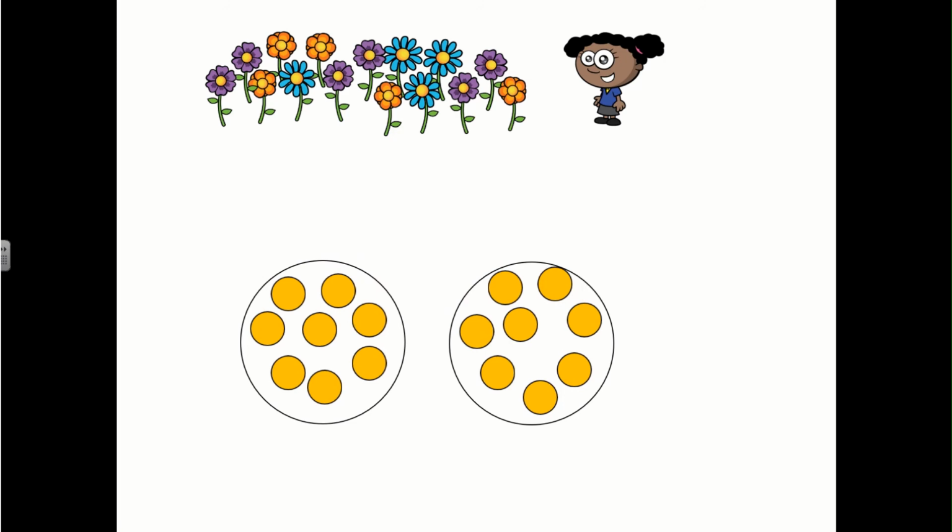Each vase has 8 flowers. There will be 2 vases with 8 flowers in each vase. 16 divided by 2 equals 8. And we work that out by sharing out equally.